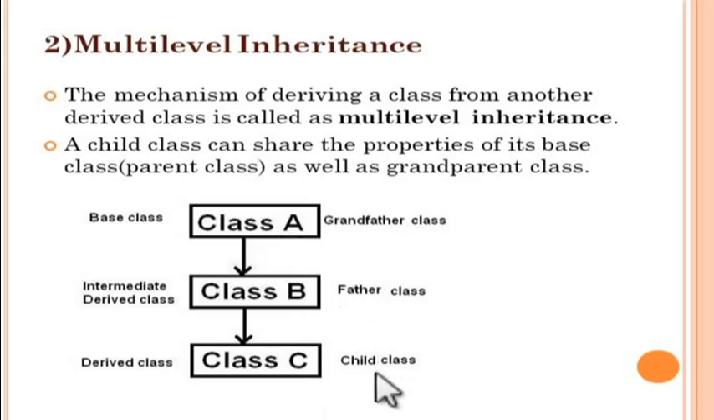Okay. Means if you consider a family, then the new class, the child class, accesses the properties of the father class as well as the grandfather class. Here there are two derived classes. One derived class works as an intermediator, means it is a derived class for class A and a base class for class C.